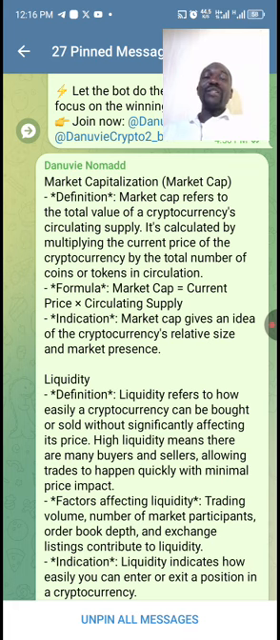Market cap simply means the overall money that has been invested. The overall money that has been invested in Bitcoin over the years, that is called the market cap. It's calculated by multiplying the current price of the cryptocurrency by the total number of coins or tokens in circulation, like I just said.